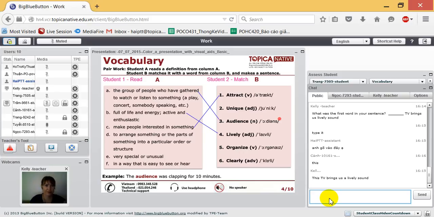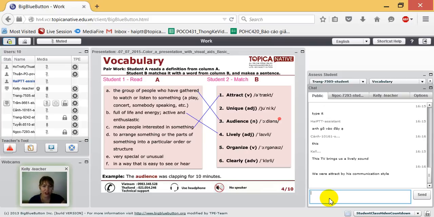We were attracted by his communication style. We were attracted by his communication style. Okay, so we would actually change in that case to say we were attracted. We were attracted by his communication style. Okay, so we would change the context a little bit, to say we were attracted as opposed to we were attract.